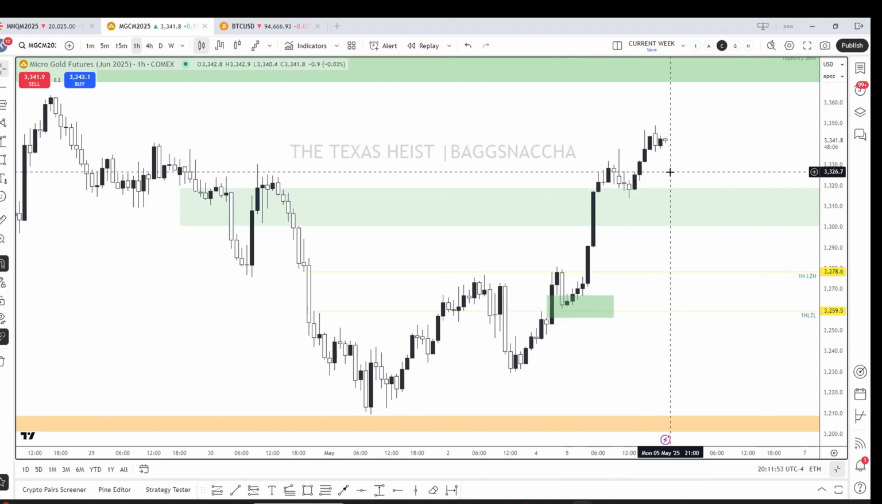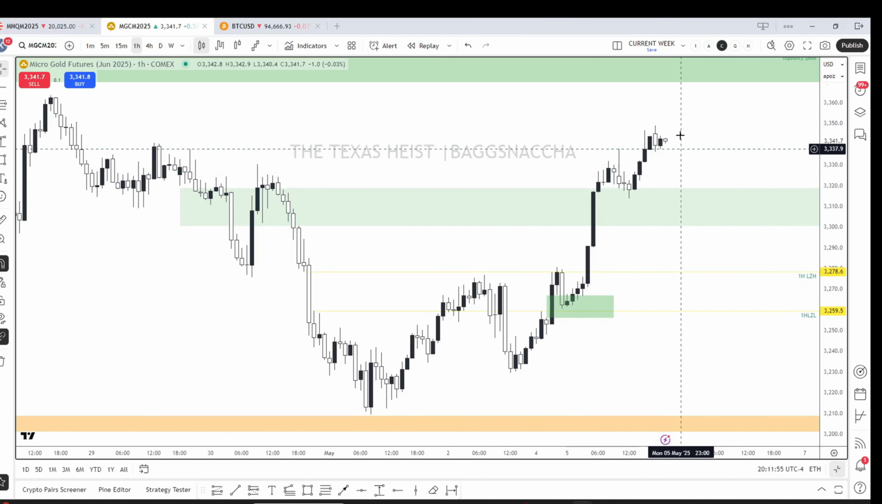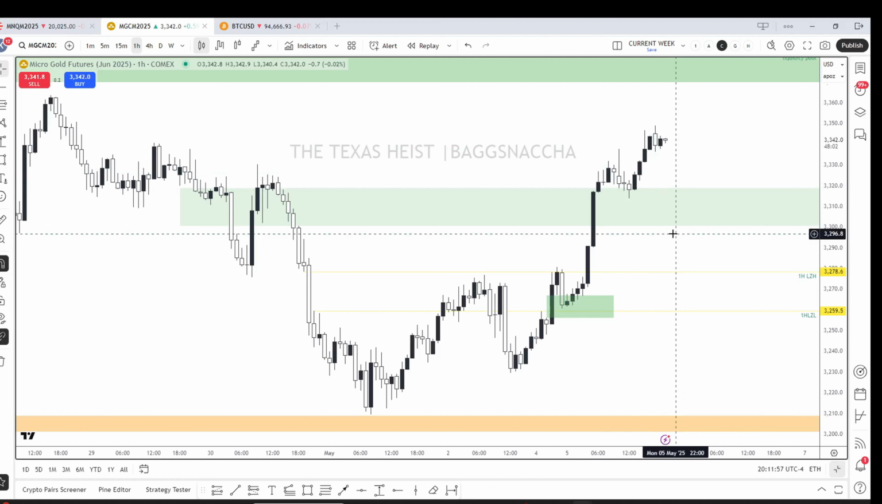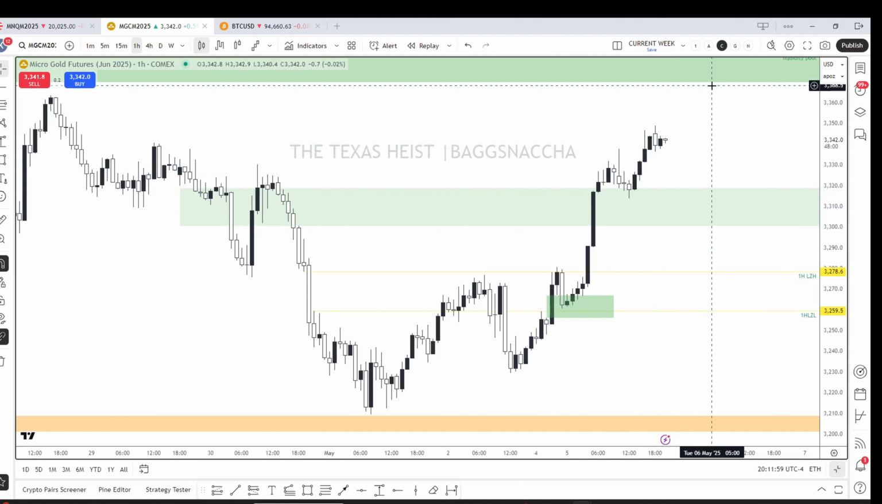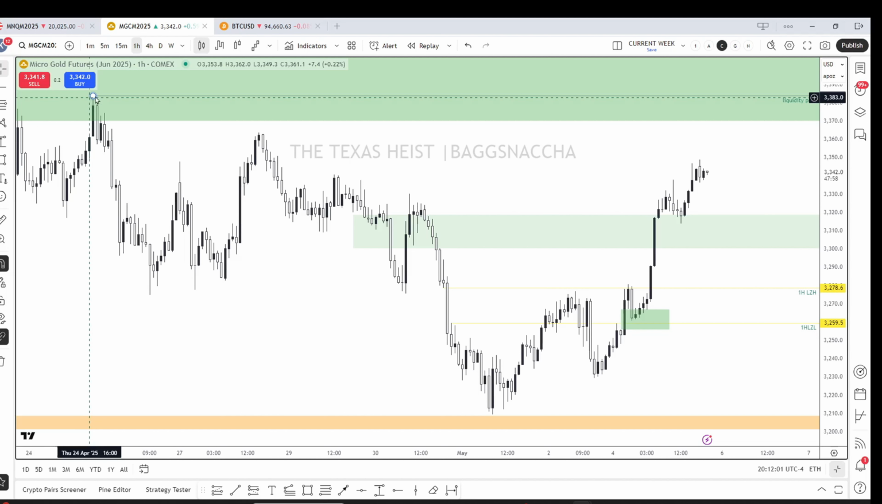Does price want to drop lower into the series of down close candles and push price higher? Or does it want to run lower, take out liquidity first, and then go higher? But again, my target, my eyes are right here at these highs. So I'll be watching to see if price gets to 3385. Okay.